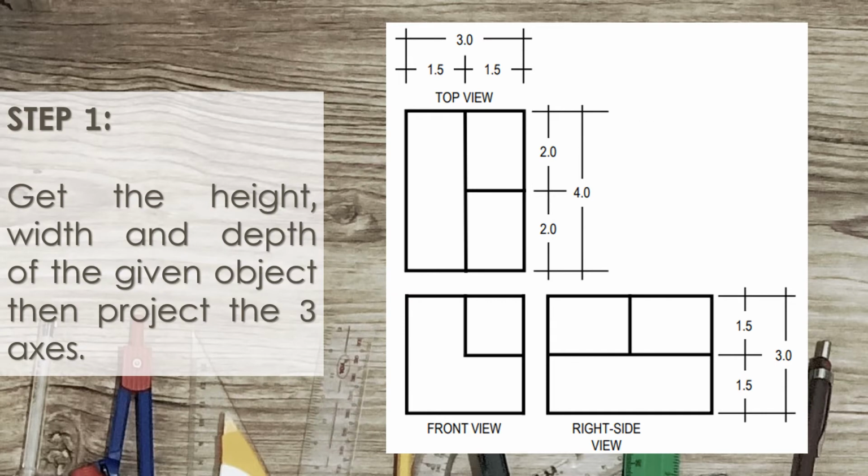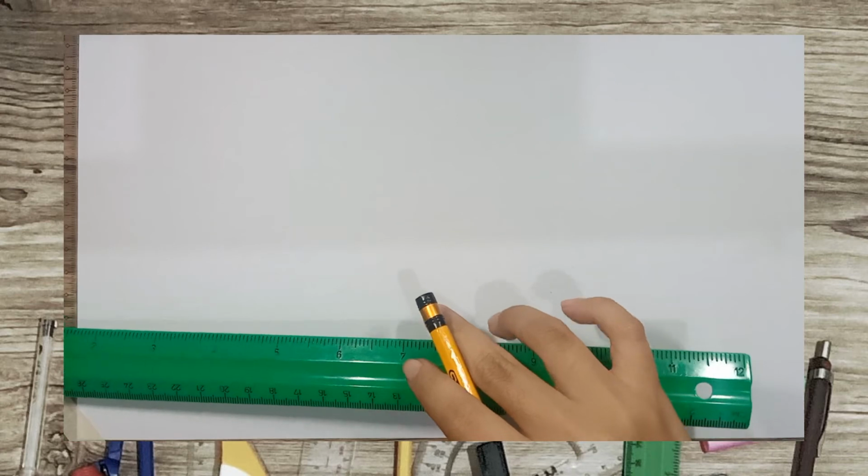For step number 1, we have to get the height, width, and depth of the object, then project the 3 axes. Since we have a different feature in this activity, we will have to find where the height, width, and depth are. So the height would be this one, this is the width, and 4 cm is the depth. Just like what we did on the first activity, we will be applying the same steps.